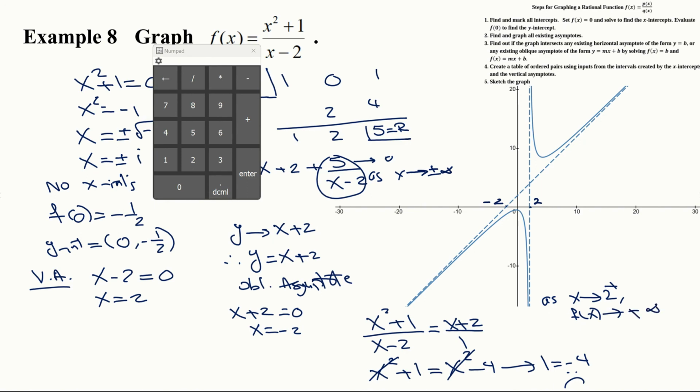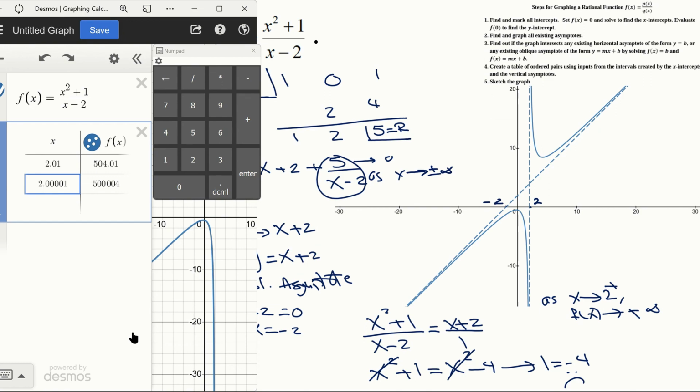Now watch what happens if we type in a number really, really close to 2 but approaching it from the left, right? So for example, if we put in 1.99 for instance, notice we get a very, very large negative number, right? A negative number with a large absolute value is the proper way of saying that. Let's get even closer. Let's go to 1.99999, right?